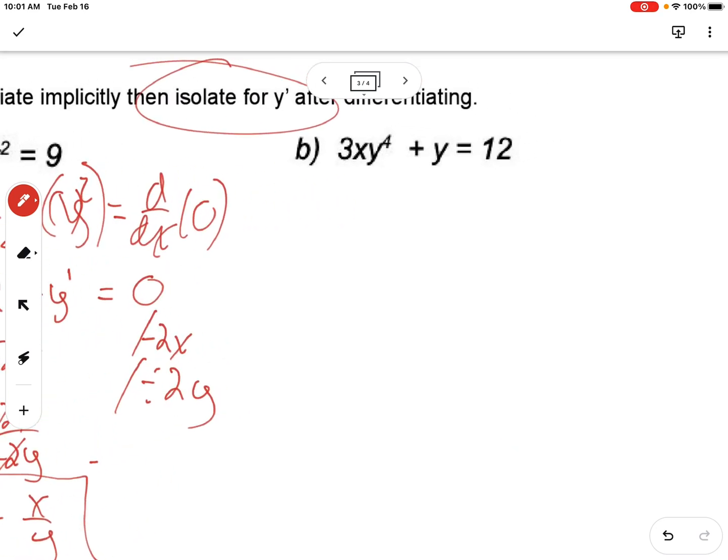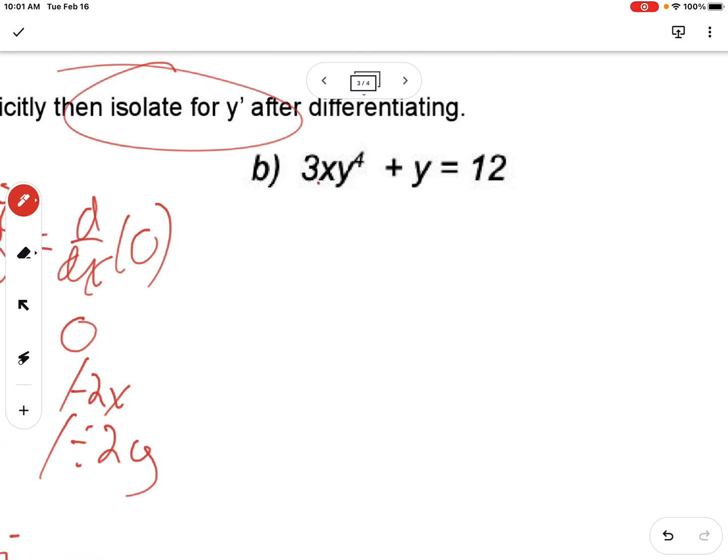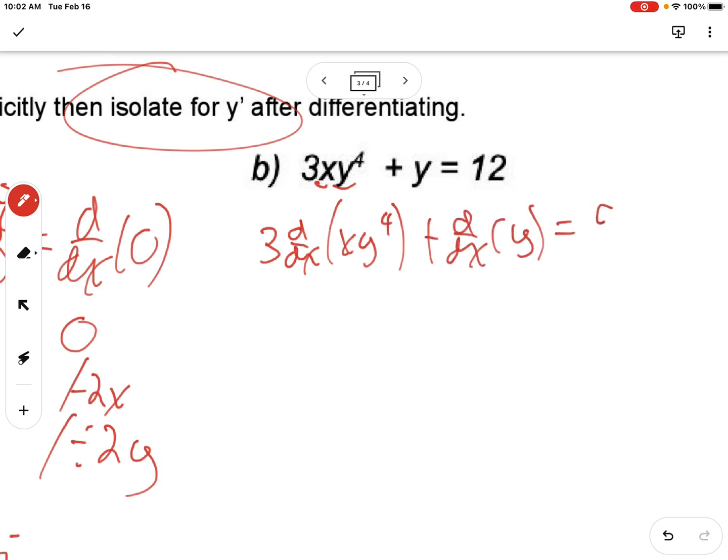This next one. So now, if we notice, I've got x times y to the fourth. Okay, now I've got the product rule, right? The product rule. So for this one, what I'm going to do is leave the 3 outside, and then I'm going to do d by dx of x y to the fourth plus d by dx of y equals d by dx of 12.